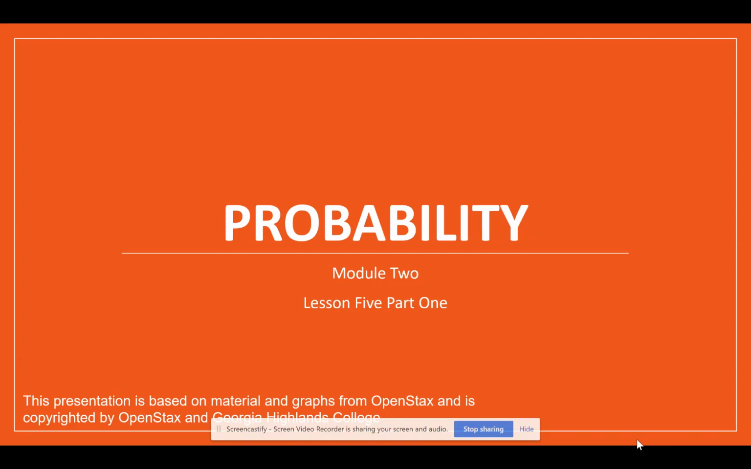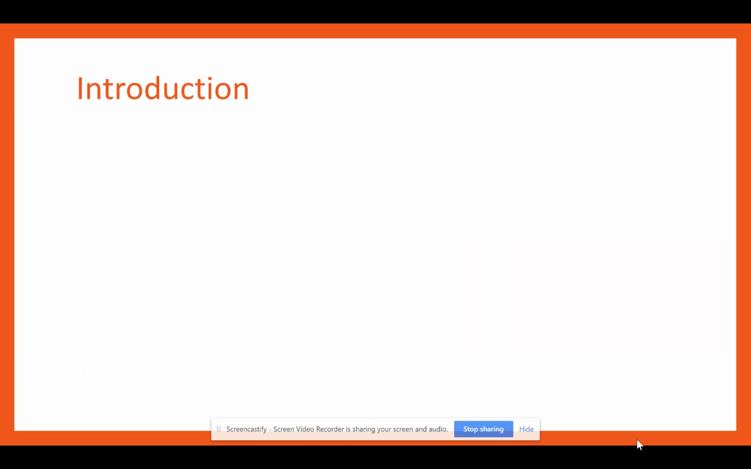This is Module 2, Lesson 5, Part 1. It's an introduction to probability. And you may be thinking, probability? But everything that we do, all the decisions we make regarding statistical analyses, is in some way connected to probability. So we're going to think about, first of all, what is probability? We'll define that in just a minute.